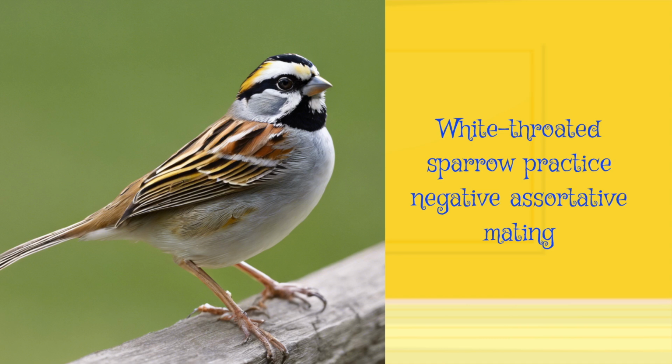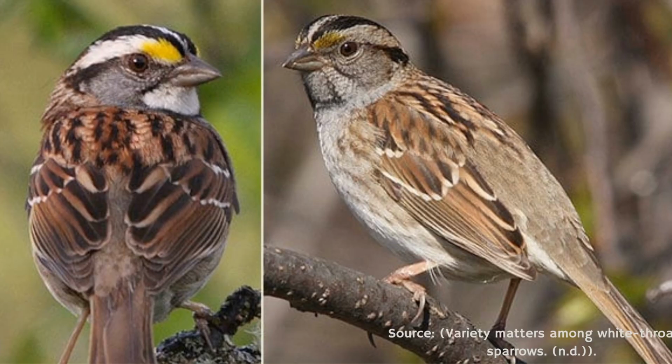Scientists have found that this isn't random. Tan-striped and white-striped sparrows exhibit different behaviors. For instance, tan-striped males are more nurturing, while white-striped males are more aggressive. When they pair with an opposite type, it balances the parenting roles and increases genetic variation in the population.